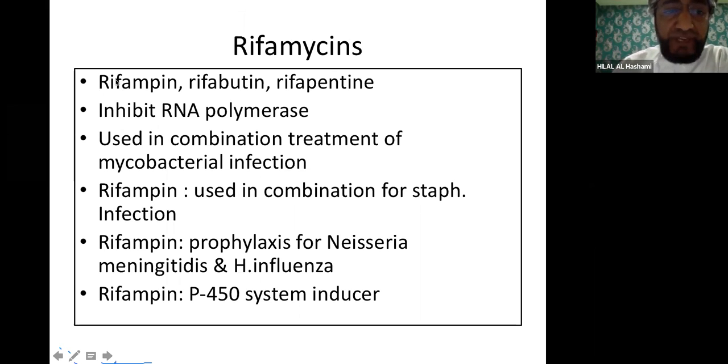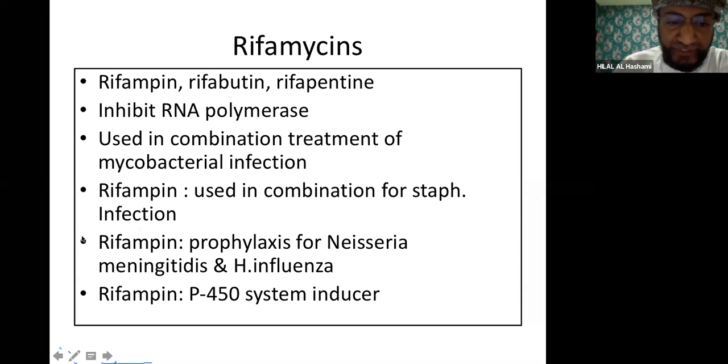Of the rifamycins, we have here rifampin, rifabutin, and rifapentine. They inhibit RNA polymerase, and they are usually used in combination for the treatment of mycobacterial infection. Rifampin is also used in combination for Staph aureus infections. Although yesterday I read a study that looked into the use of rifampicin with vancomycin for prosthetic joint infection, and it doesn't have much of a significant effect, as shown by that study.